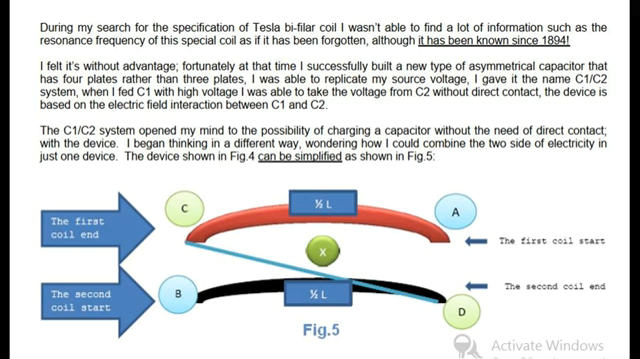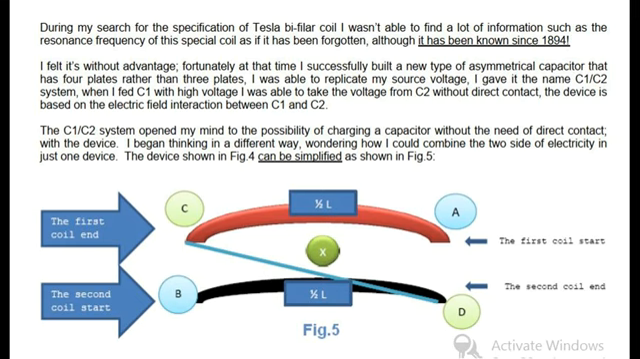Fortunately, at that time I successfully built a new type of asymmetrical capacitor that has 4 plates rather than 3 plates. I was able to replicate my source voltage. I gave it the name C1/C2 system. When I fed C1 with high voltage, I was able to take the voltage from C2 without direct contact. The device is based on the electric field interaction between C1 and C2.